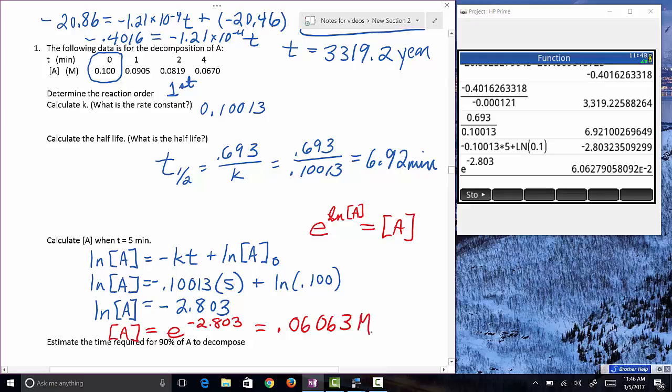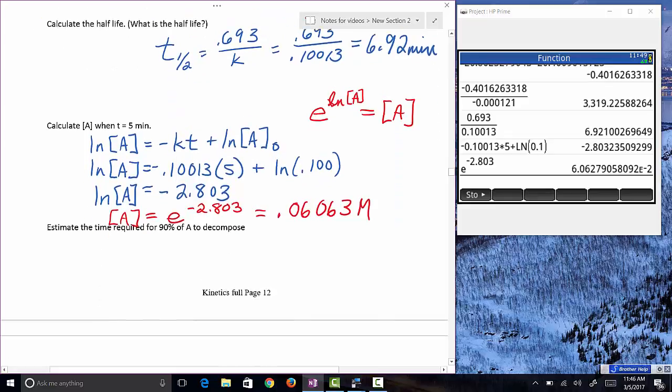And just to do a sanity check on that, see how it goes down. At 4 minutes it was 0.0670, so it should be lower at 5 minutes, and indeed it is. And now let's look at the next question.